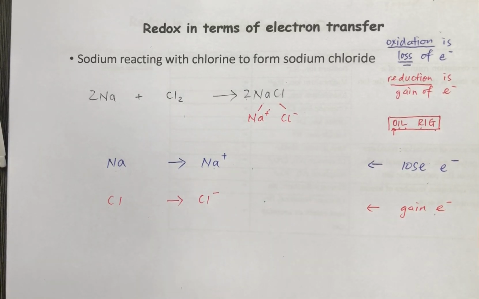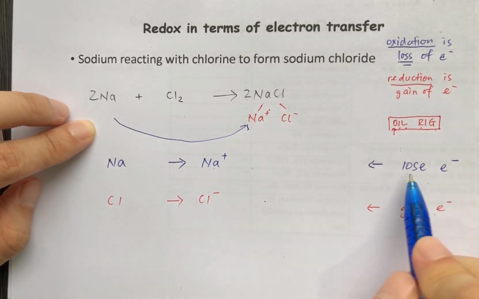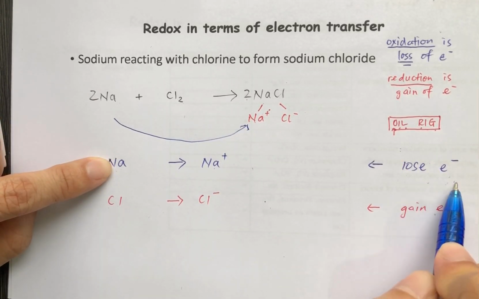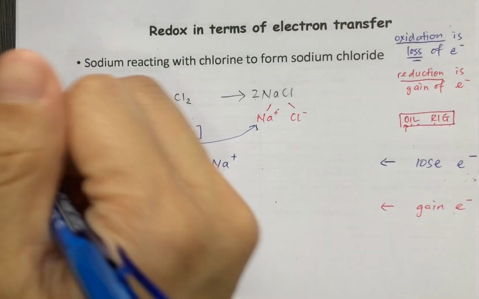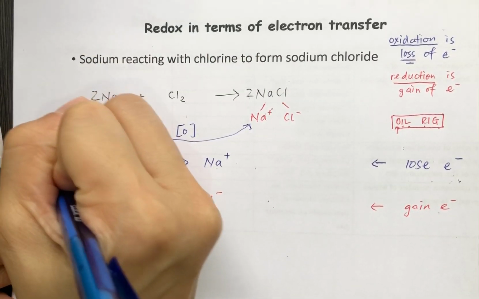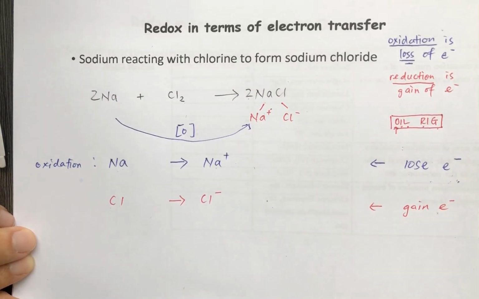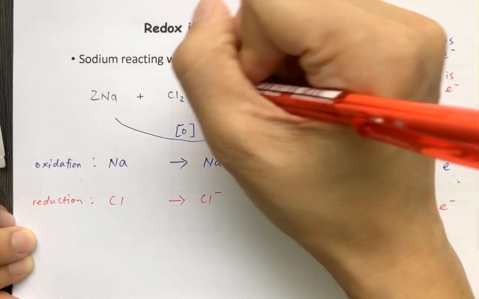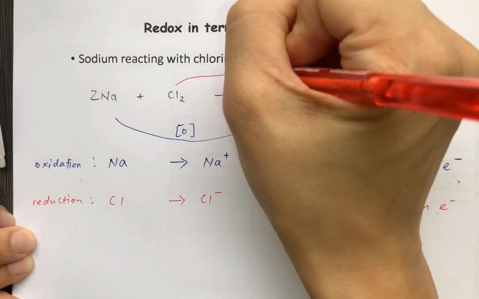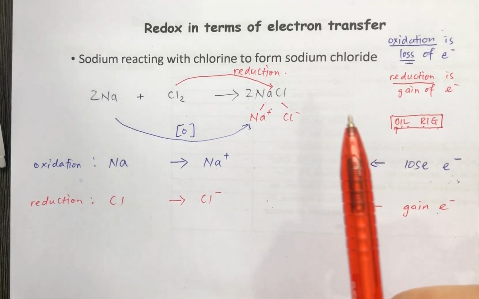So now who undergoes oxidation and who undergoes reduction? Very simple. You have the answer already. Na to Na plus, you lose electron. So lose electron is oxidation. So Na undergoes oxidation. Whereas your chlorine undergoes reduction. Chlorine undergoes reduction. Okay, that's the idea, all right?